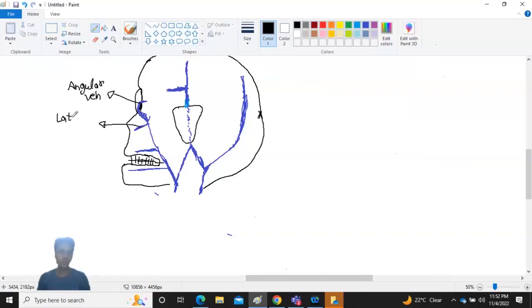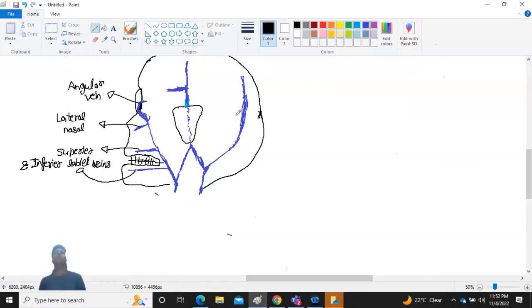Lateral nasal. Superior labial and inferior labial. Superior and inferior labial veins. Done. These are the veins.